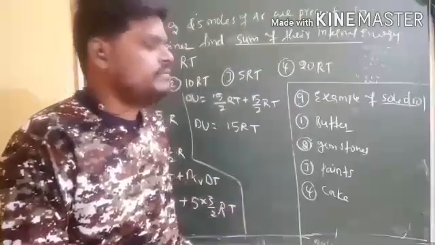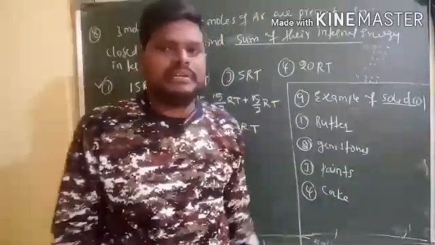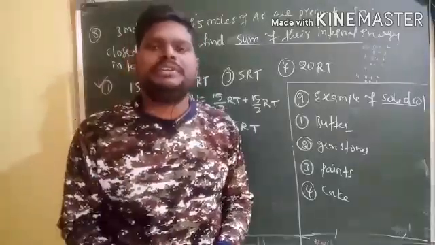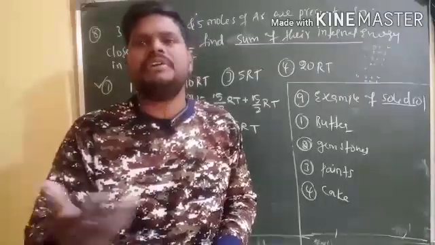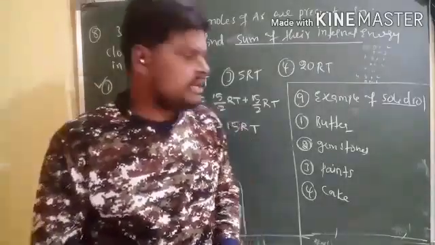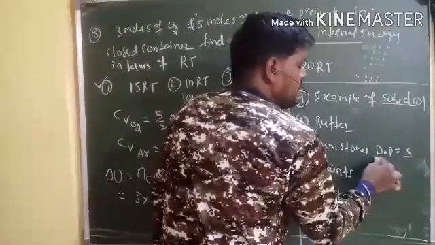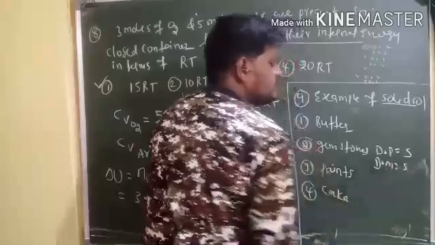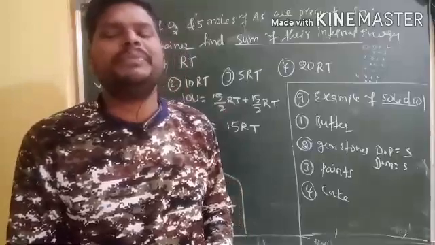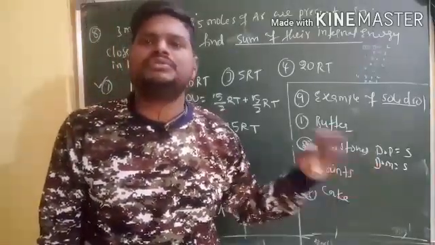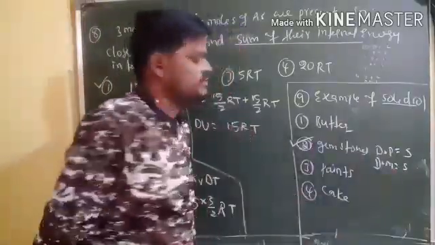Coming to the next question. Example of a solid sol. Solid sol means you need to remember 2 points here. The dispersed phase is solid, and the dispersion medium is also solid. So what are the examples? Some colored glasses, gemstones. They all belong to gemstone only. So the second option is the correct one.